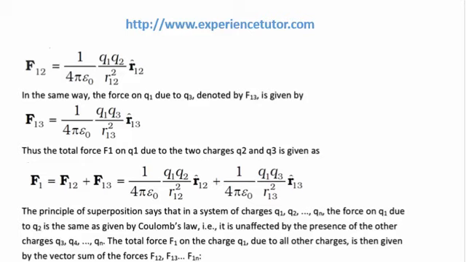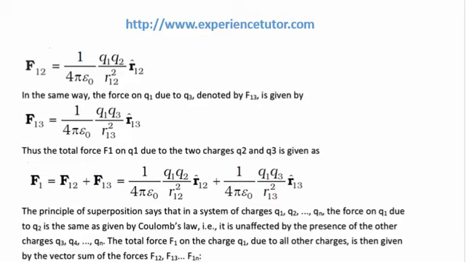Thus, the total force F1 on Q1 due to the two charges Q2 and Q3 is given by F1 is equal to F12 plus F13, which is 1 by 4 pi epsilon naught, Q1 Q2 by R12 squared, unit vector r12, plus 1 by 4 pi epsilon naught, Q1 Q3 by R13 squared, unit vector r13.